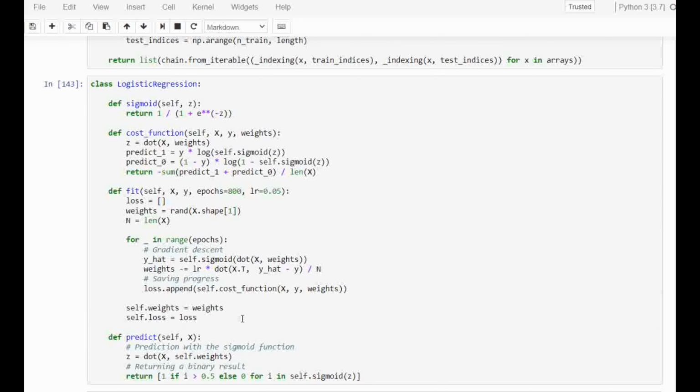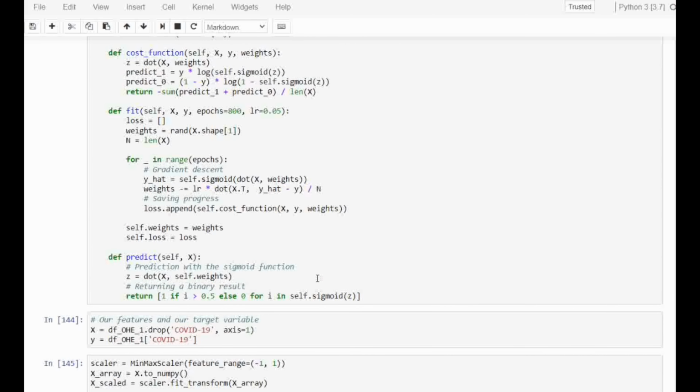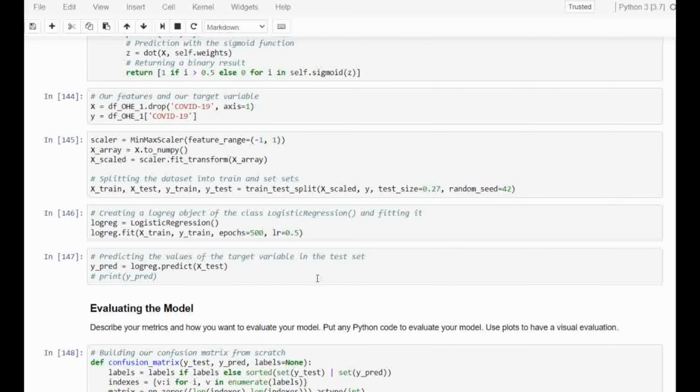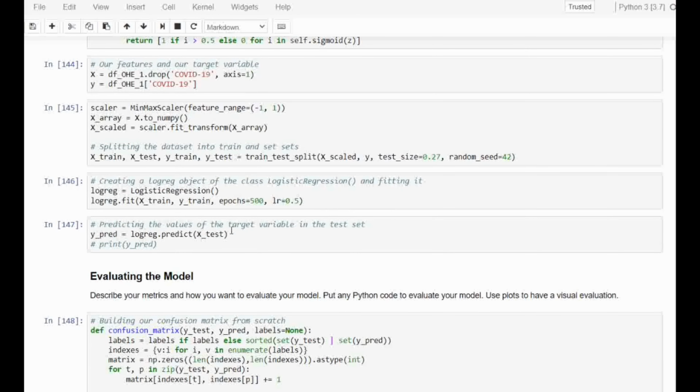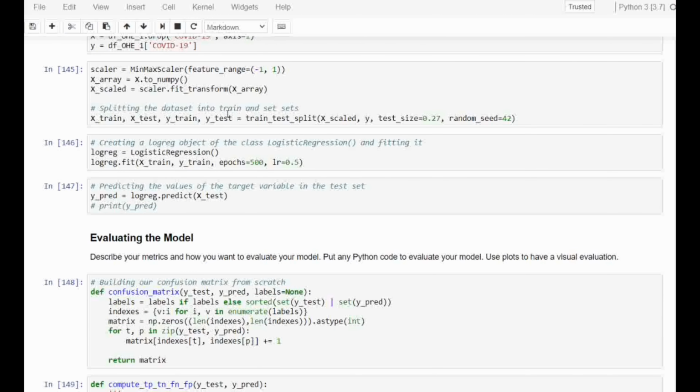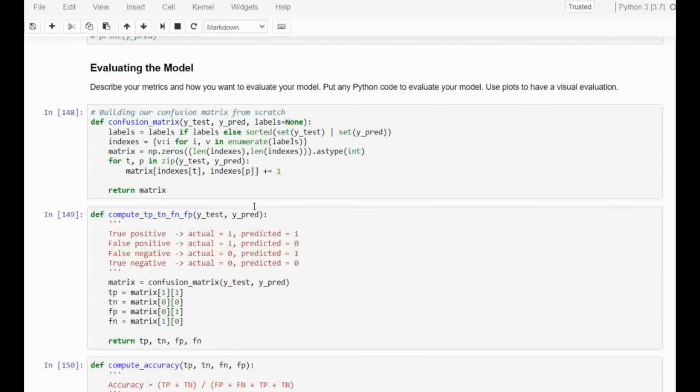class with multiple functions inside of it: sigmoid, cost function, fitting the model, prediction. And then our X is essentially all our features except COVID-19, and COVID-19 is our target variable, which is why we split the data, we run the model, and then we predict it, and now we get to evaluate the model.